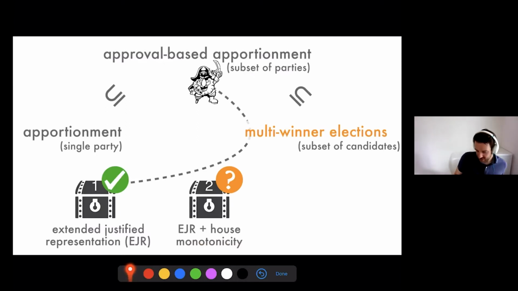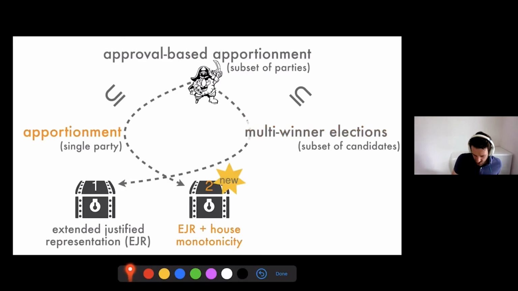And what's interesting is that in this general setting, it is not known whether these two properties are compatible or not. However, we managed to show that they are by explicitly constructing a rule. And in order to construct this rule, we now use this other embedding here. Namely, we take an instance of our approval-based apportionment setting. We project it down in a way that I will explain to an apportionment instance, and then apply one of the standard apportionment methods to get a seat distribution.